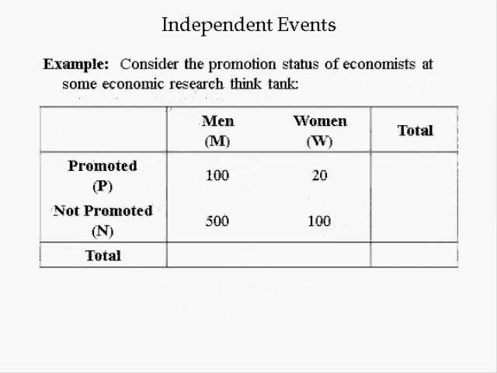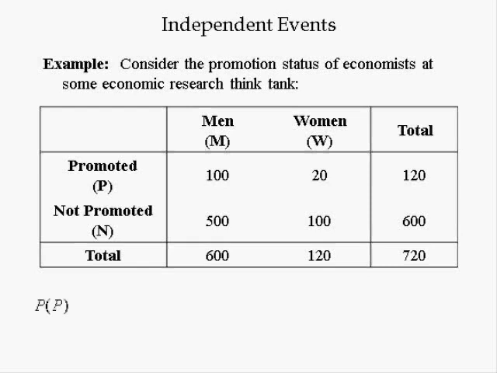The hypothetical example below shows how many men and women at an economics research think tank were either promoted or not. There were 100 men and 20 women that were promoted, but 500 men and 100 women were not. 600 male economists work at the research think tank. 120 female economists work at the think tank. 120 economists are promoted. 600 were not. There are 720 economists at the firm.